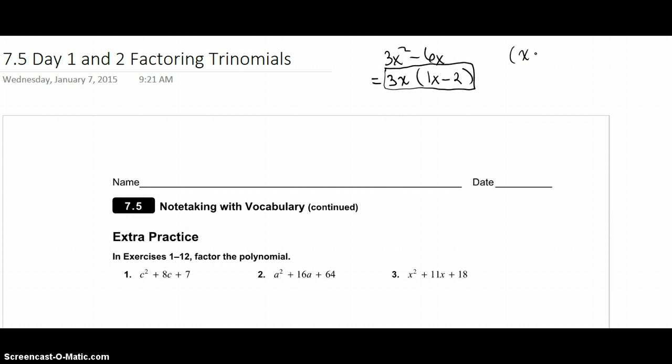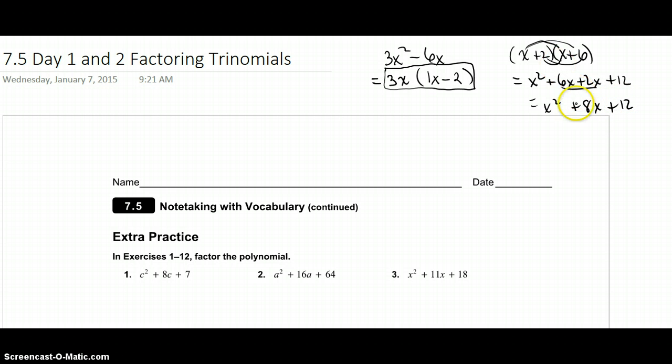The other thing I want you to remember is our multiplication rules. When we have something like x plus 2 times x plus 6, we use distribution for that as well, or FOIL, the FOIL method: first, outside, inside, last. If we distribute, x times x is x squared, x times 6 is 6x, 2 times x is 2x, and 2 times 6 is 12. And we can combine the two here in the middle: x squared plus 8x plus 12.